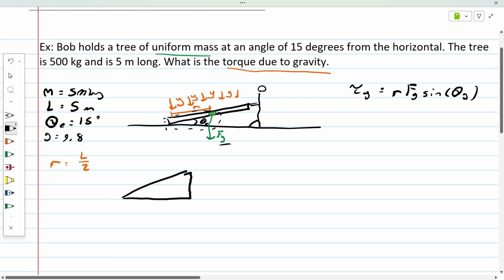Right? So we know that the force due to gravity is this piece right here. This is the angle of the Earth, and this is a 90-degree angle. So we need this theta g right here. So how can we get this?